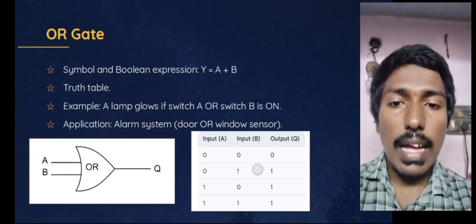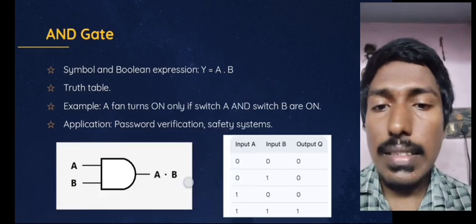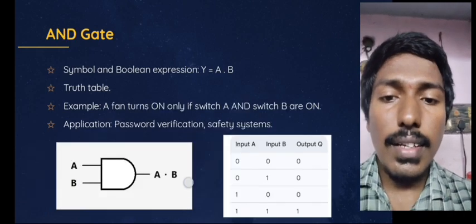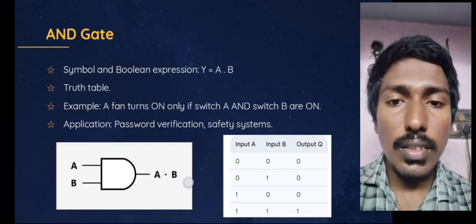That's it. AND gate. The AND gate is a basic gate. It is a multiplication of two inputs. Symbol.